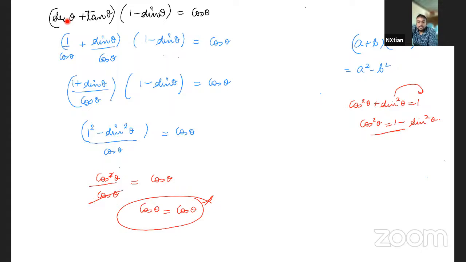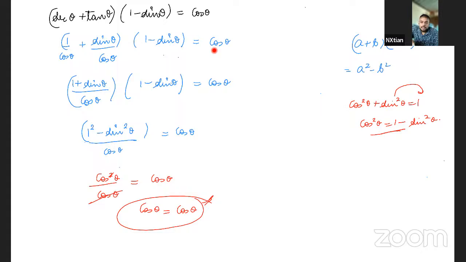So, sec theta can be written as 1 upon cos theta. If you have the formula sheet with you right now, you can check that sec theta can be written as 1 upon cos theta. In the same way, tan theta can be written as sin theta upon cos theta. Yes, if you have the formula sheet, you go and check that.